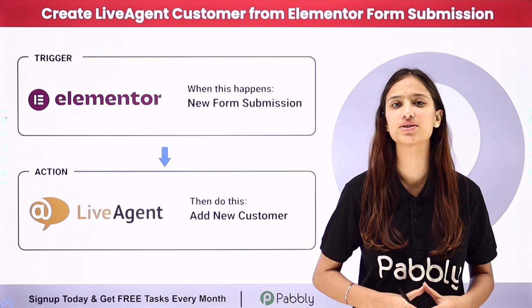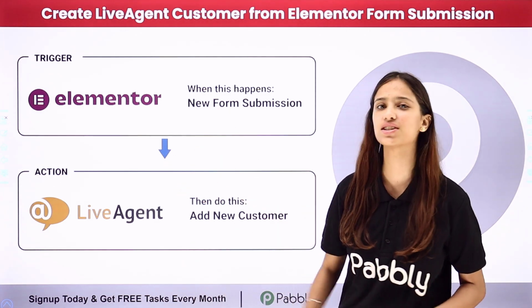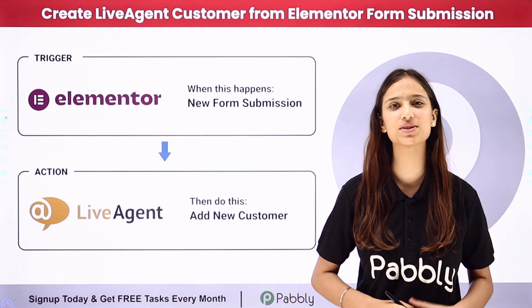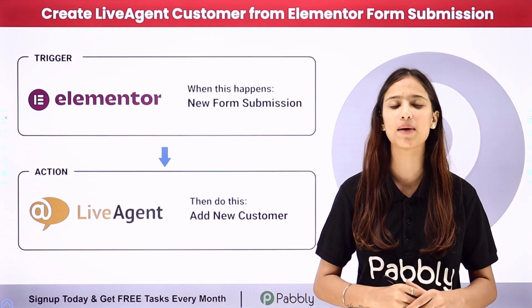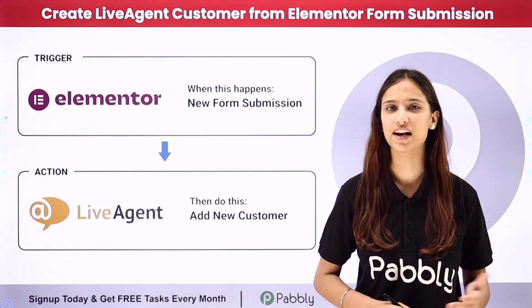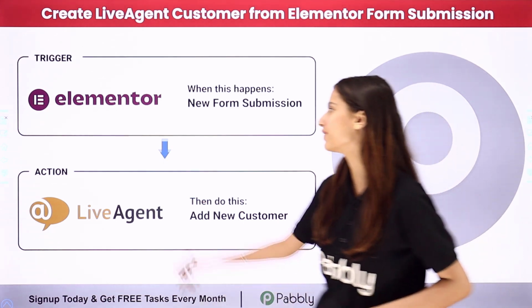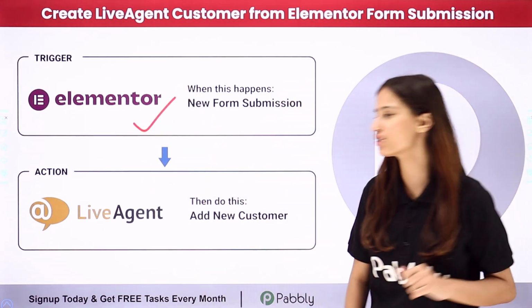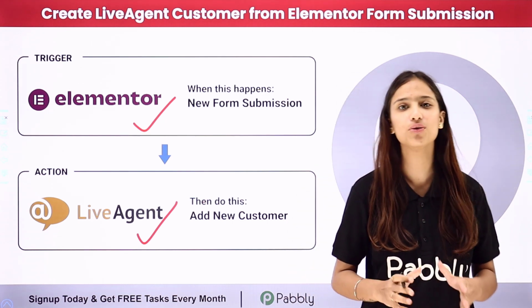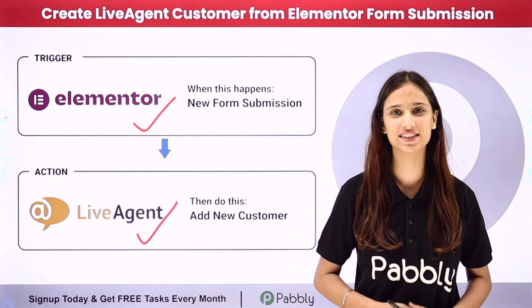So now to do this I need to set up a connection between these two applications, for which I am going to use this amazing automation software, that is Pabbly Connect. So Pabbly Connect follows the concept of trigger and action. So here, my trigger application will be Elementor and my action application will be LiveAgent. So if you want to learn more about this, follow me through the screen.